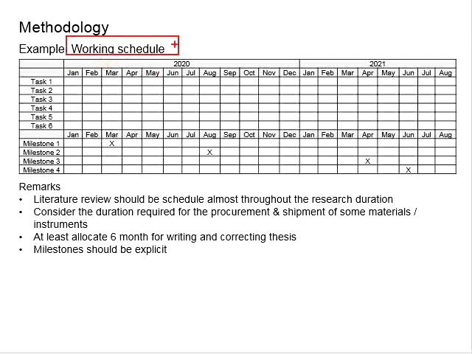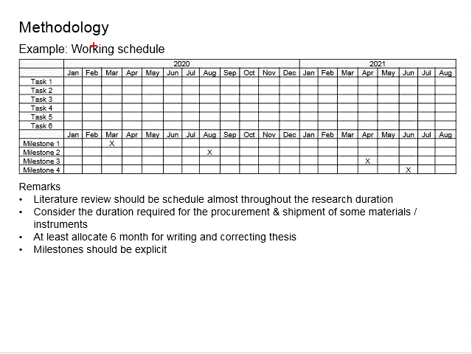This work schedule is very important to you because you would like to be able to complete your postgraduate study on time. A typical duration for a master study is 2 years, specifically 24 months. And a typical duration for a full-time PhD study is 3 years, which is 36 months. You will need to know how much time you have to accomplish your entire research.